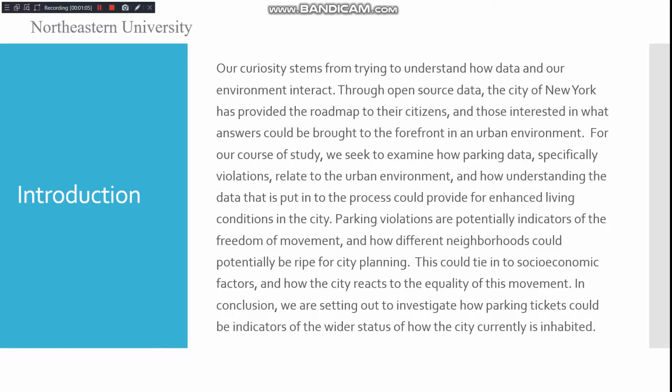The open source data we have is from the New York City Open Data website. You can check it out there. They have a lot of different kinds of data you can download. However, the parking regulations are also potential indicators of freedom of movement and how different neighborhoods could be ripe for city planning. This could tie into different factors. We're focused on the socioeconomic factors and how the city reacts to the equality of this movement.